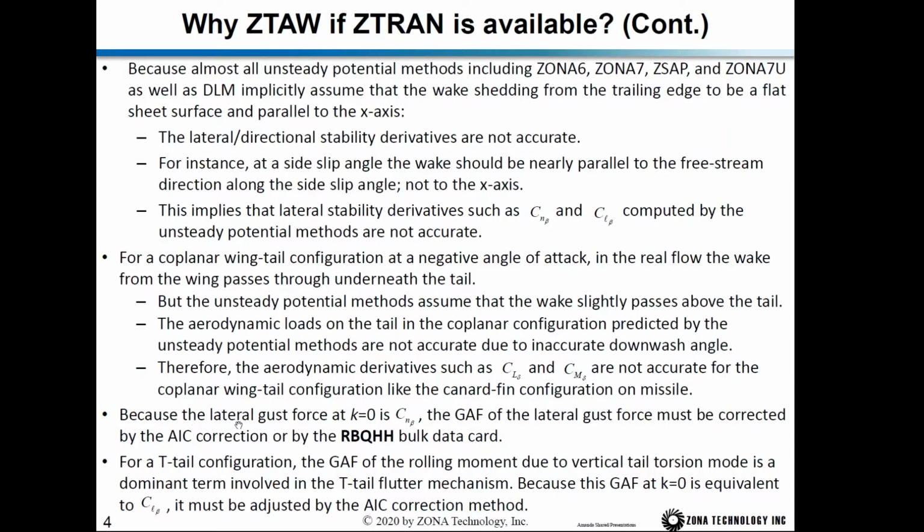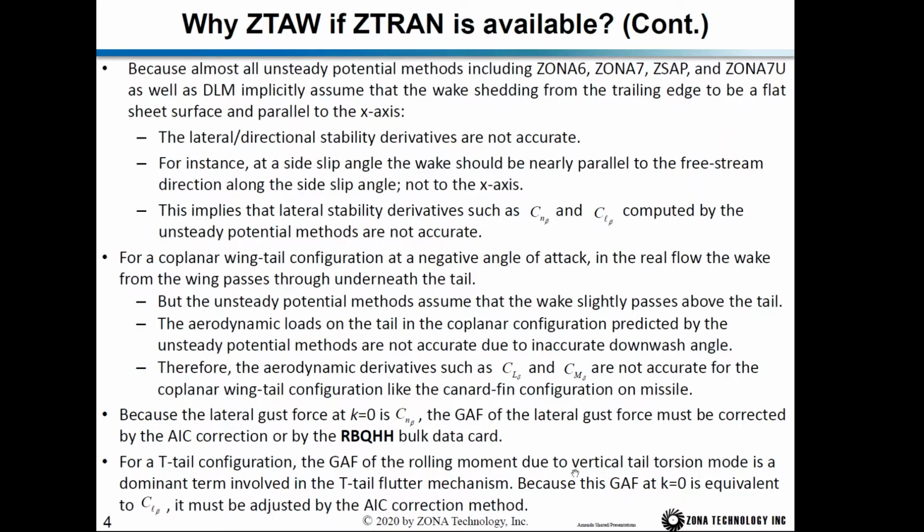And another case, because the lateral GAF at zero frequency is Cn beta, the generalized aerodynamic forces of the lateral GAF must be corrected by the AIC correction method or by the RBQHH Volterra car. We're going to talk about this later. The final example is a T-tail configuration. The T-tail configuration is a flutter critical component, and the generalized aerodynamic force of the rolling moment due to the vertical tail rotation mode is a dominant term in the T-tail flutter mechanism. And because the GAF at K equals 0 is equivalent to the Cl beta, it must be adjusted by the AIC correction method.